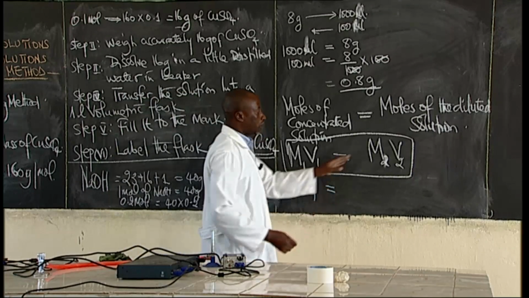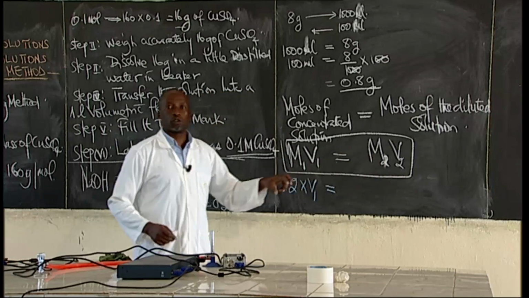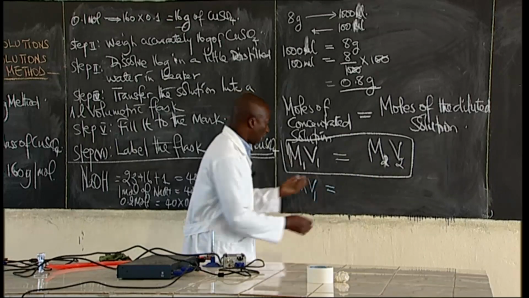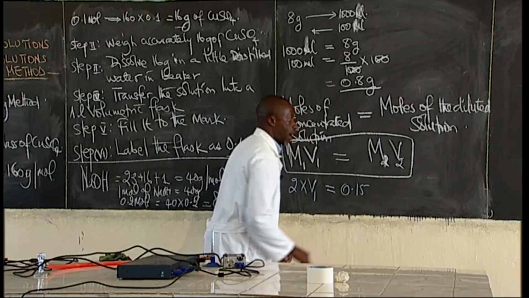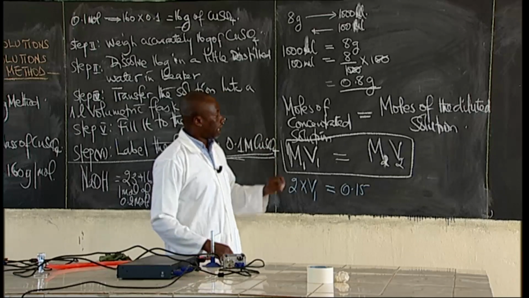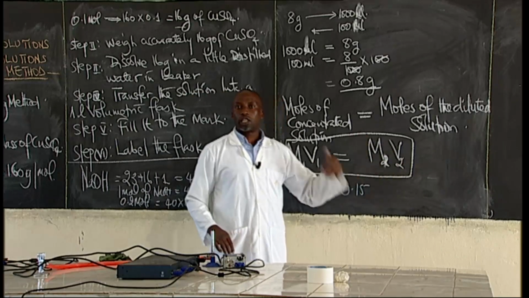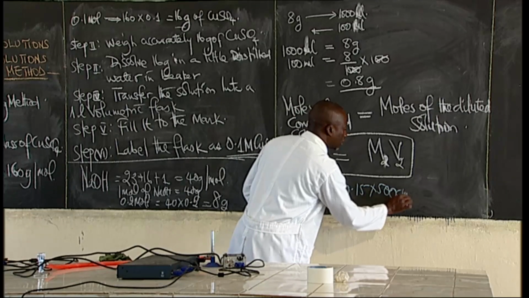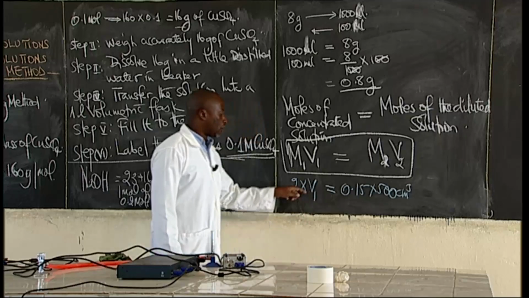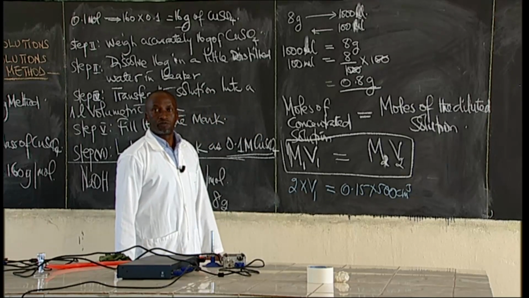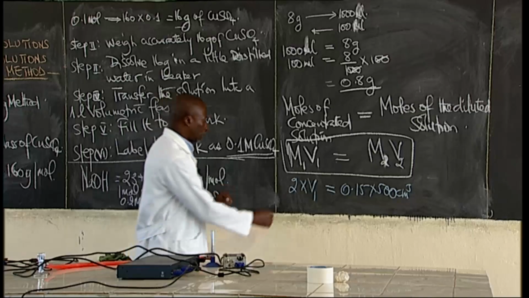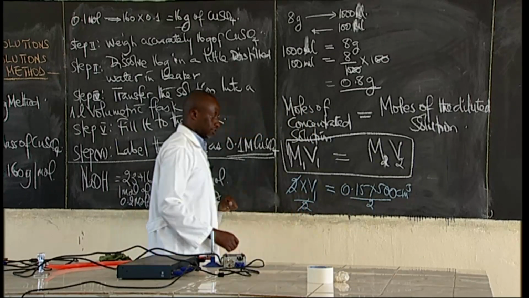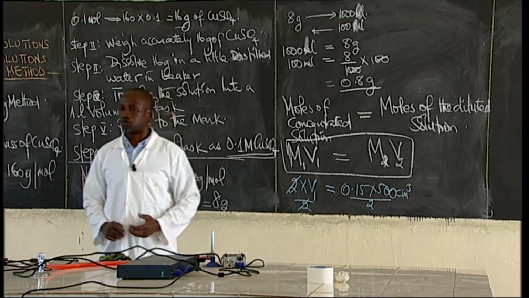And then this one will be equal to the moles of the diluted solution. The molarity of the diluted solution is known because they have given us 0.15. The volume of the diluted solution that we are preparing is also known. That is 500 cubic centimeters. So what do we need now? We need to find V1. That is the volume of the concentrated solution. We divide by 2 on both sides. Then we get the value of V1.